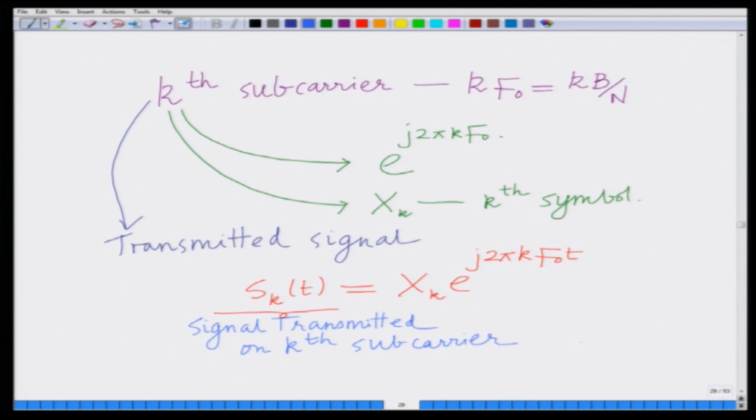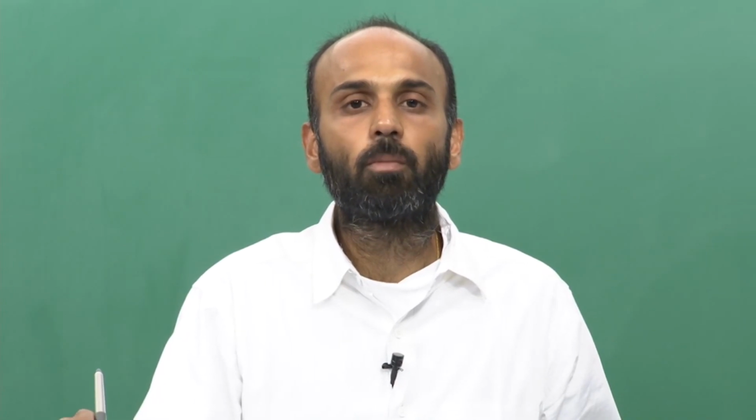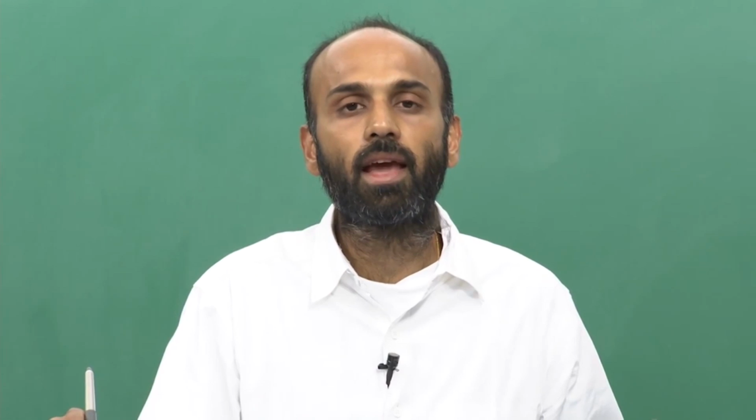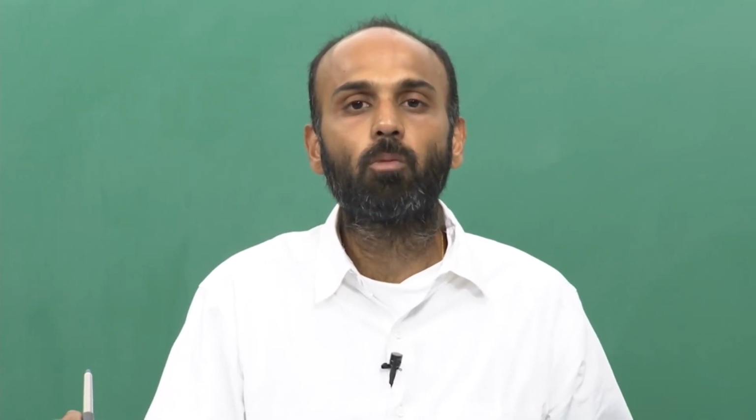So, the signal transmitted on the kth subcarrier is X k times e to the power of j 2 pi k F naught t, that is the symbol X k multiplied by the subcarrier e to the power of j 2 pi k F naught times t. This is the signal that is transmitted on the kth subcarrier frequency.